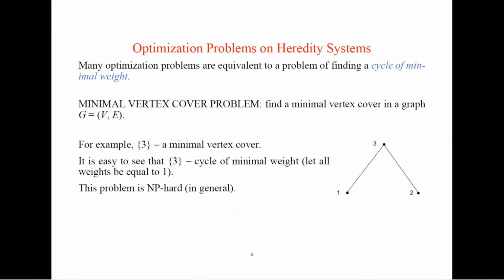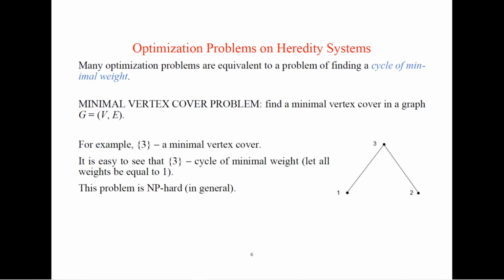So this optimization problem is a mathematical model of many optimization problems. And these problems are equivalent to the problem of finding a circuit of minimal weight in some hereditary system. For instance, as an example, let's consider this optimization problem, the minimal vertex cover problem. We need to find the minimal vertex cover in a graph G.